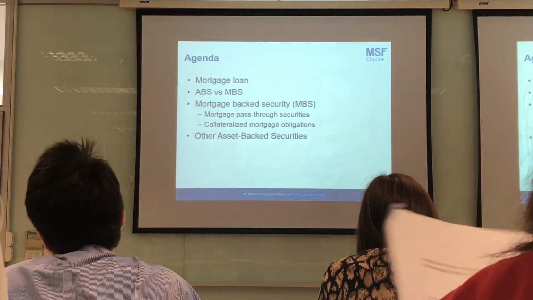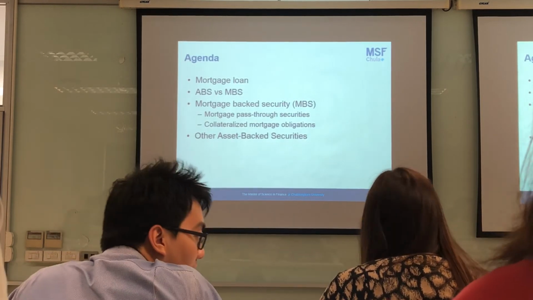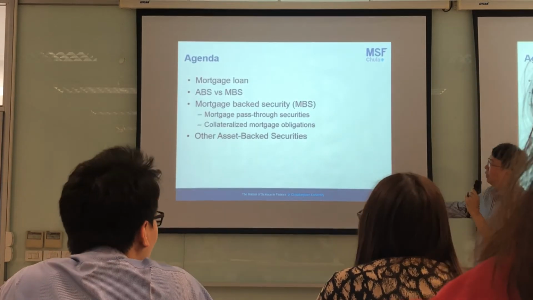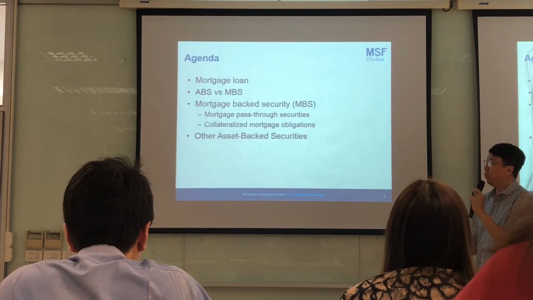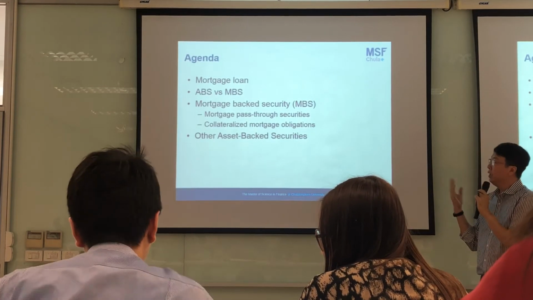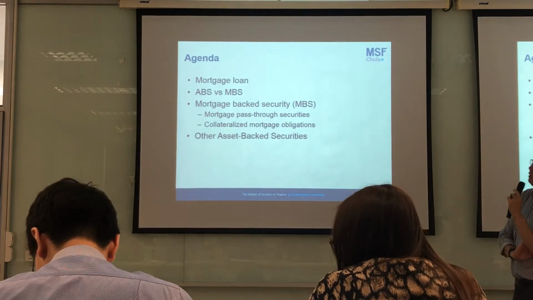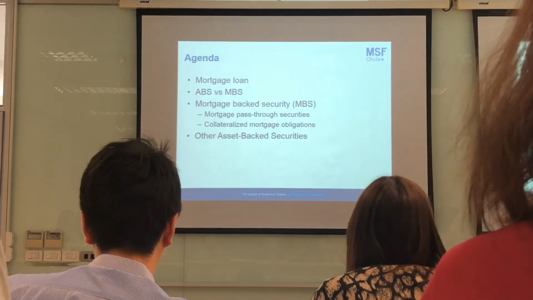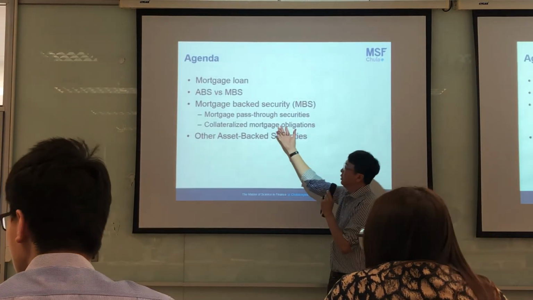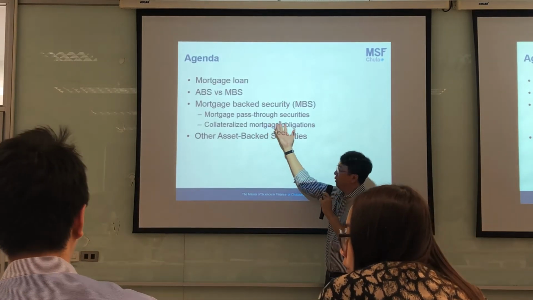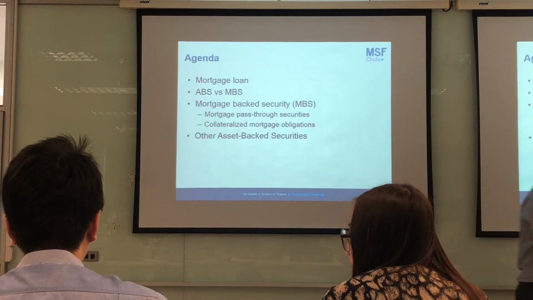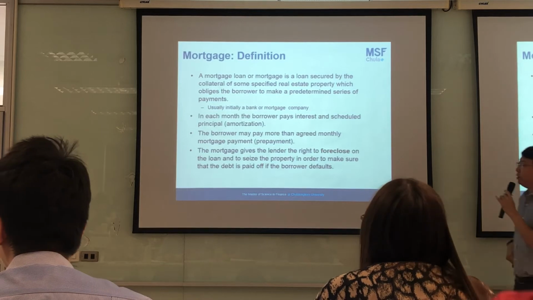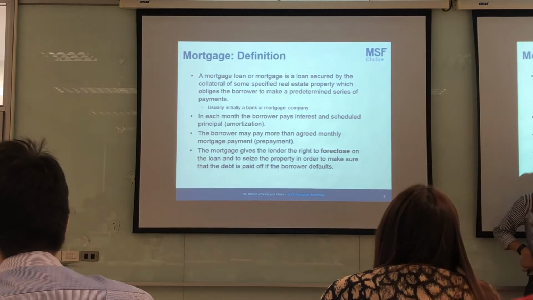We start from the basic idea about the mortgage loan. We learned this in the pre-term, and we learned a bit more in the first lecture of this course. In this lecture, we will give a quick review about the mortgage loan and move on to discuss the difference between the asset-backed security (ABS) and mortgage-backed security (MBS). And also we will discuss some specific types of MBS later.